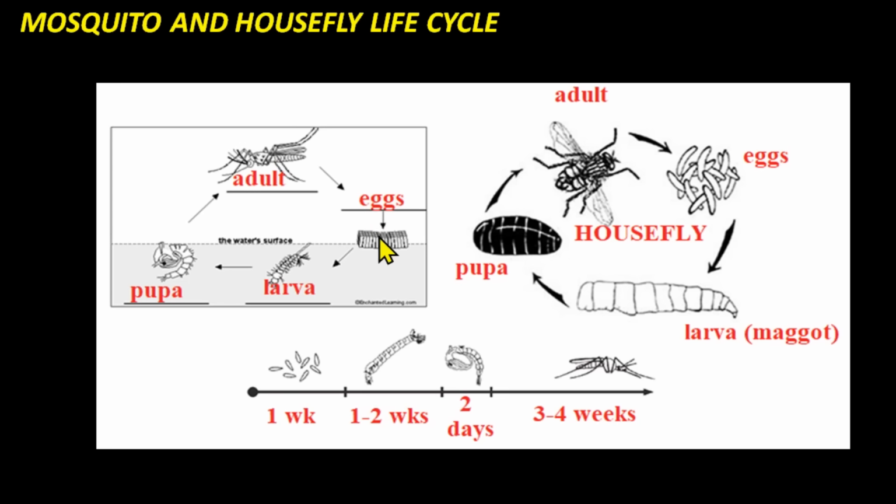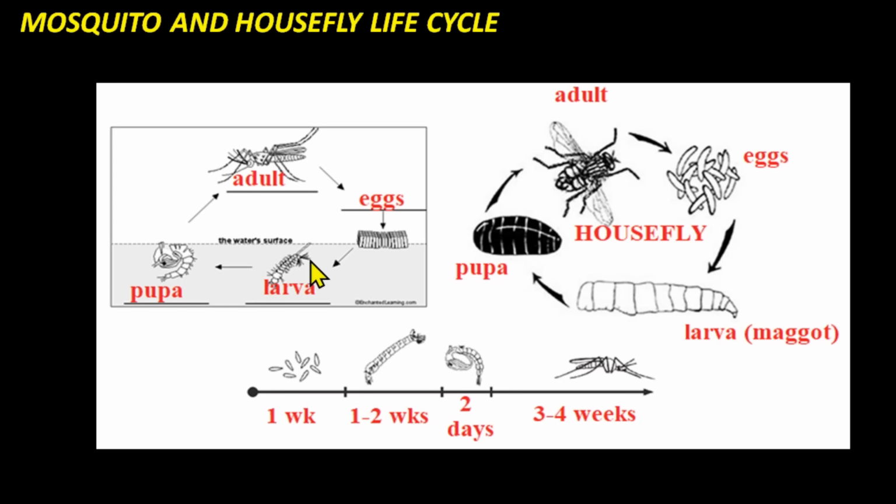So the egg is a dormant stage, and this typically lasts about 1 week. And after 1 week, they would hatch and become larvae. So these larvae now last about 2 weeks before they become a pupa. So the larvae is also an active stage, which means that they move around.